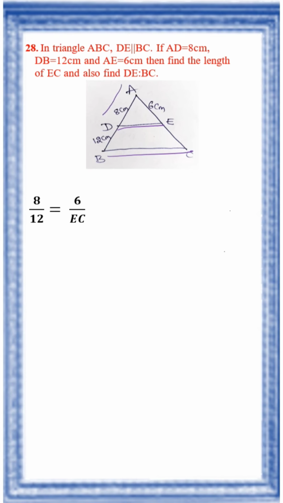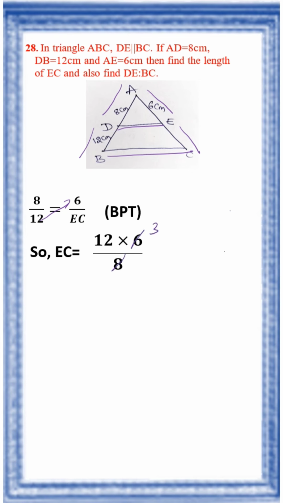AD by DB is equal to AE by EC, means 8 by 12 is equal to 6 by EC. Why? Because of BPT. So cross multiply. EC is equal to 12 into 6 by 8. Here 2 3s are 6, 2 4s are 8, 4 1s are 4, 4 3s are 12, 3 3s are 9. So EC is equal to 9 cm.